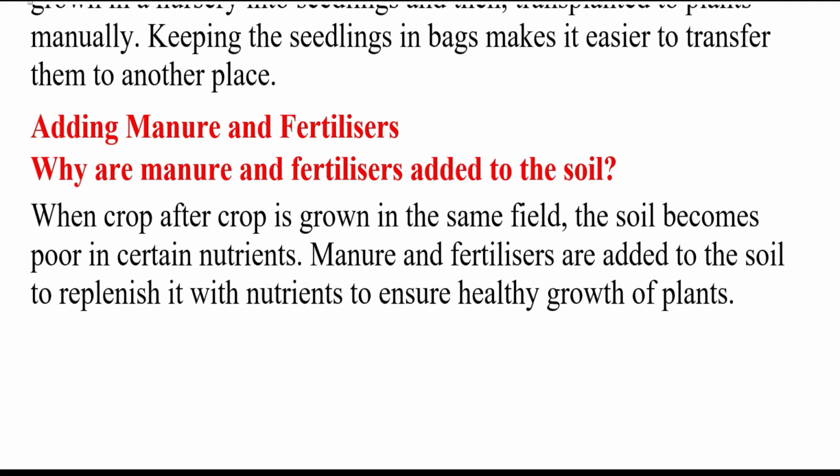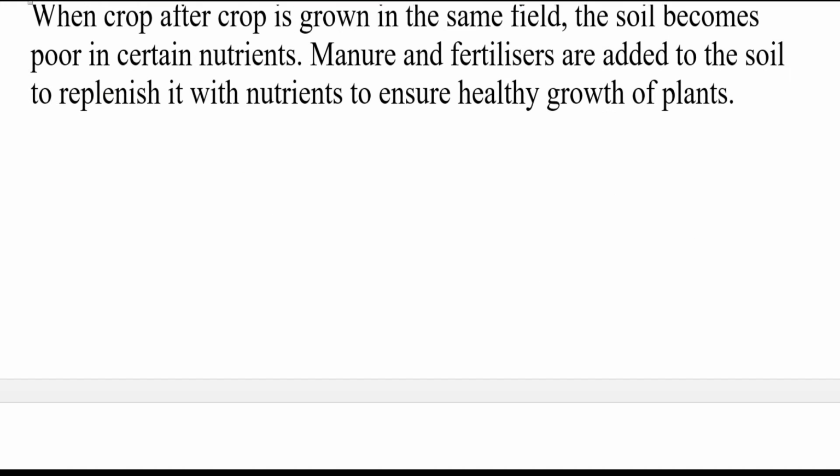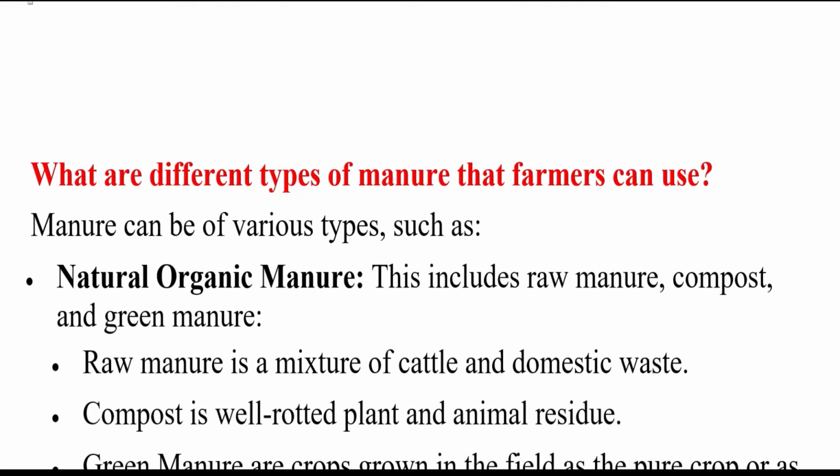Why are manure and fertilizers added to the soil? When crop after crop is grown in the same field, the soil becomes poor in certain nutrients. The manure and fertilizers are added to the soil to replenish it with nutrients to ensure healthy growth of plants. That is why we add manure and fertilizer.